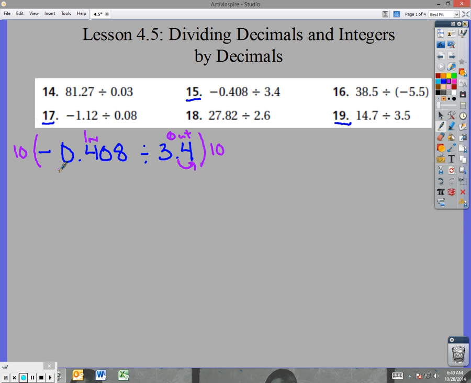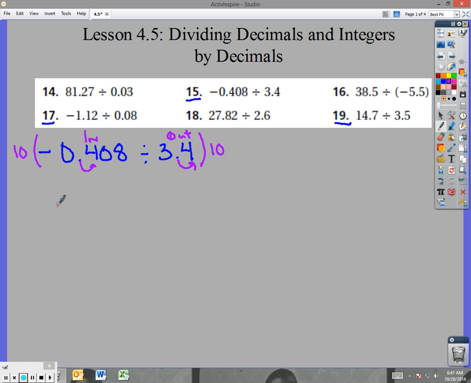Kind of like when we're making equivalent fractions, where whatever we do to the denominator, we do to the numerator. Same thing here. We want to keep a nice balance, so whatever I do to the divisor, I must do to the dividend. By multiplying this by 10, it really moves the decimal one place to the right. And by multiplying this by 10, it moves the decimal one place to the right.